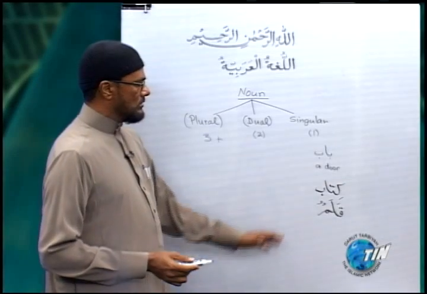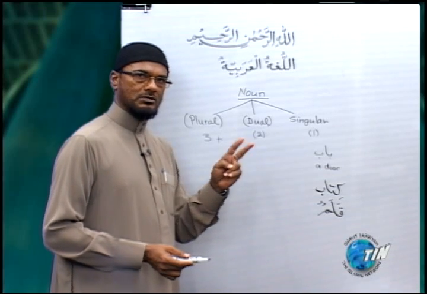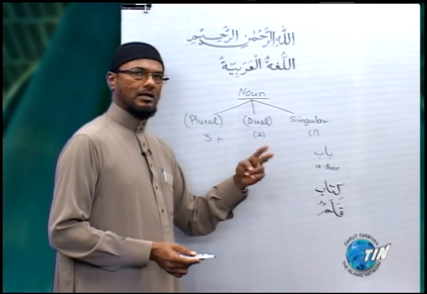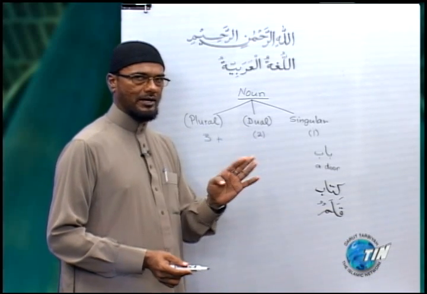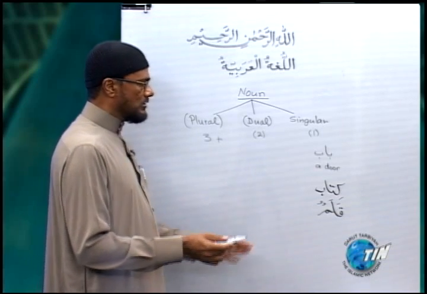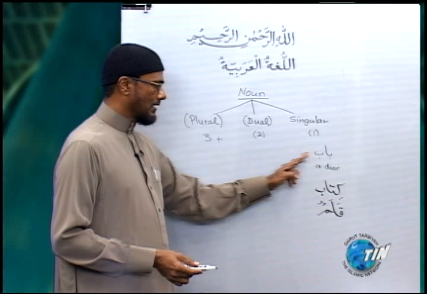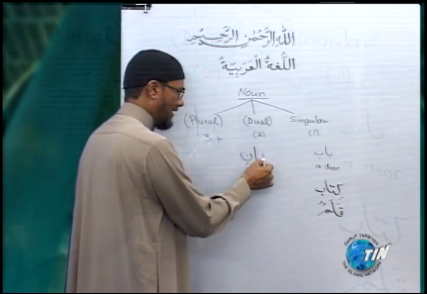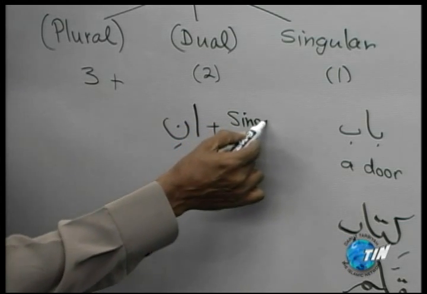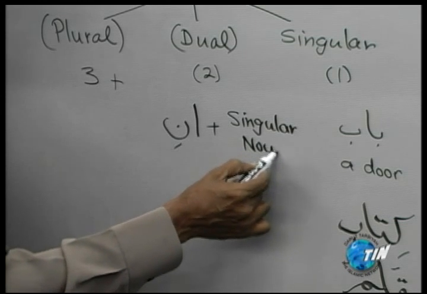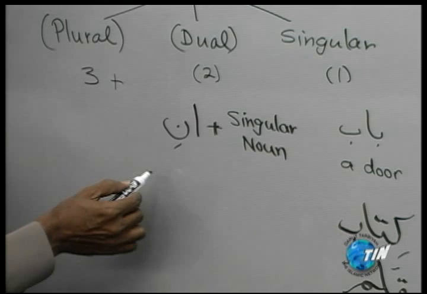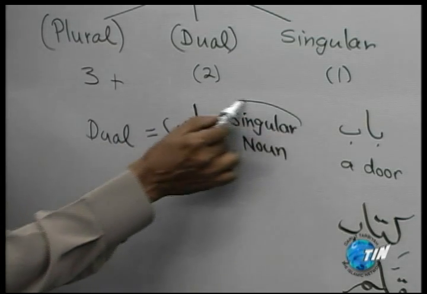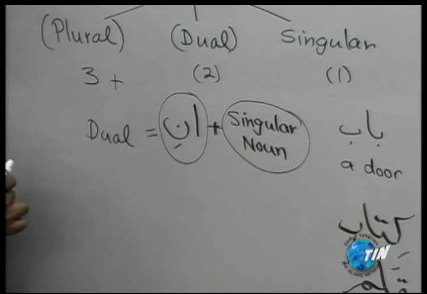Now, if you want to say 2 doors, you do not say ithnan, which means 2, because wahid is 1, and ithnan means 2. So you don't say bab ithnan or ithnan bab. The Arabs don't ever say that. What they do is they take the singular form, and you add the suffix of alif and noon with a kasra there. So we have singular noun plus ani equals dual. The singular noun plus ani equals the dual.